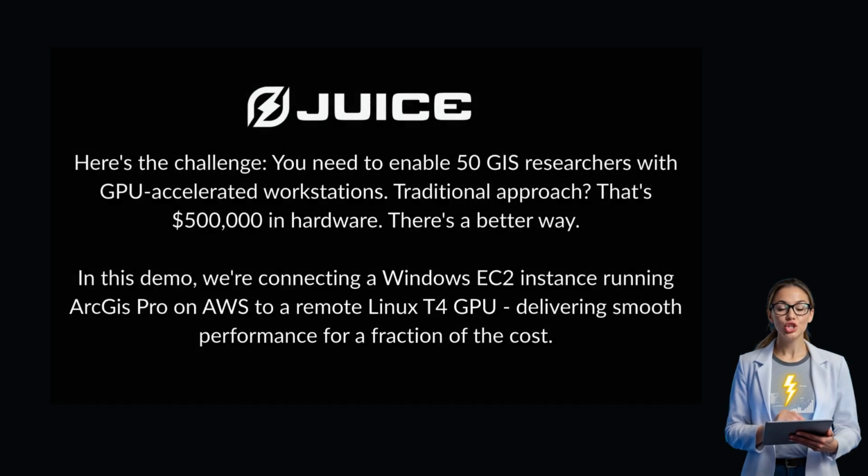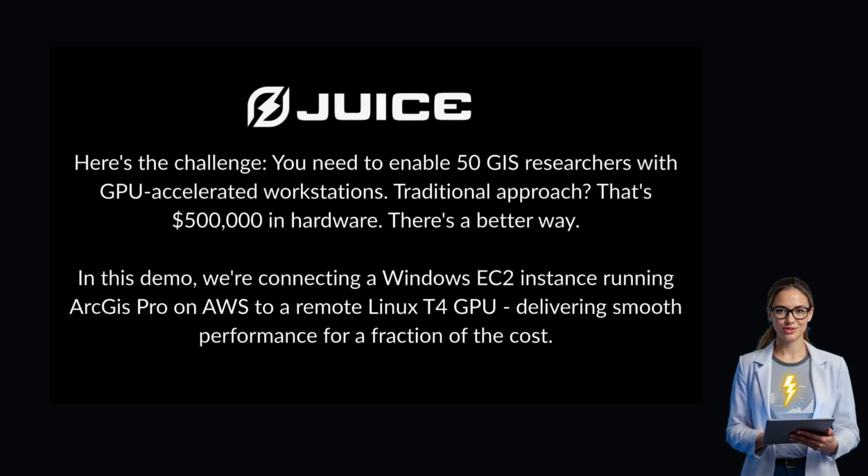Here's the challenge. You need to enable 50 GIS researchers with GPU-accelerated workstations. Traditional approach? That's $500,000 in hardware. There's a better way. In this demo, we're connecting a Windows EC2 instance running ArcGIS Pro on AWS to a remote Linux T4 GPU, delivering smooth performance for a fraction of the cost.